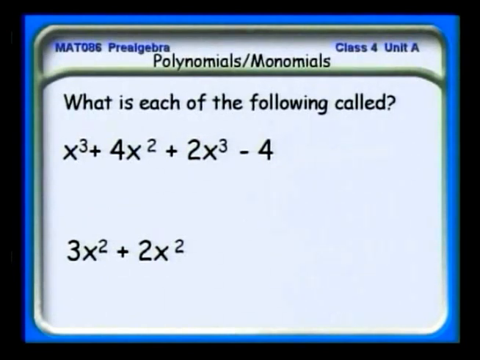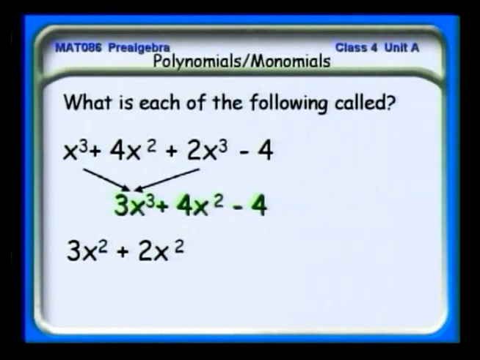Be careful here, it's a little bit of a trick. What's that top one called? You might think polynomial, but look at this. I have an x cubed and a 2x cubed. Since both of those are x cubed, and we'll look at this in quite a bit of detail later on in this class, I can add those 2 together and get 3x cubed plus 4x squared minus 4. So in reality, once I've combined those 2, which I can do and should do, what I have is a trinomial.